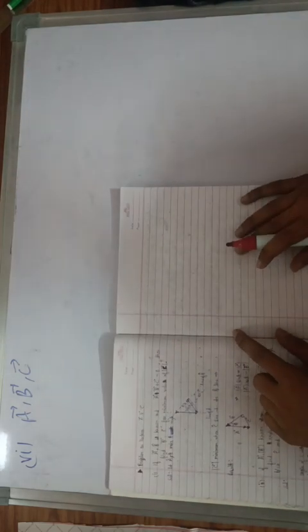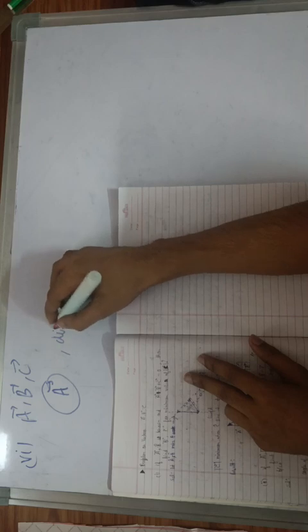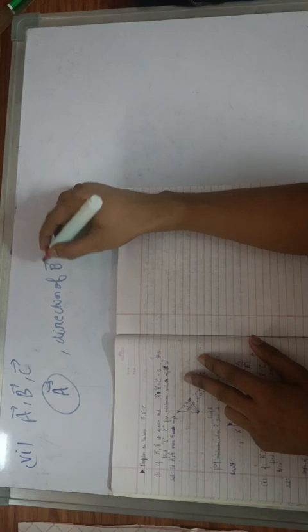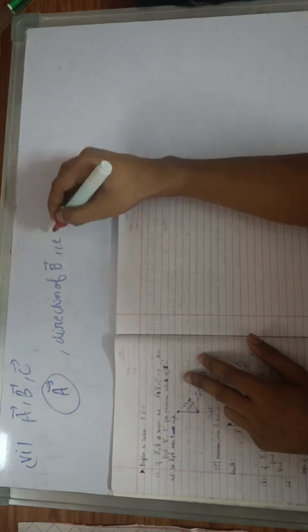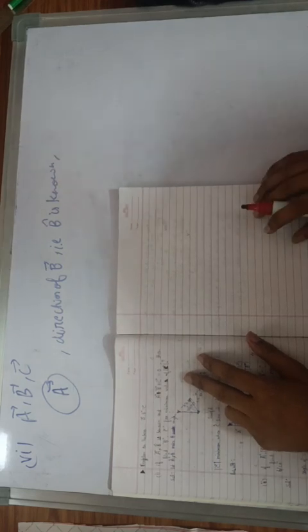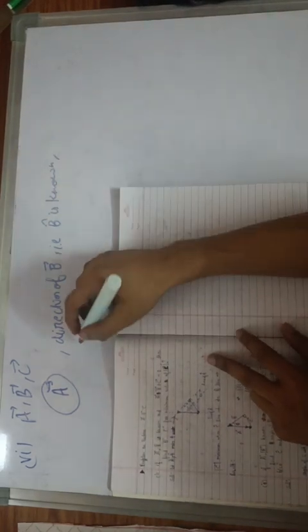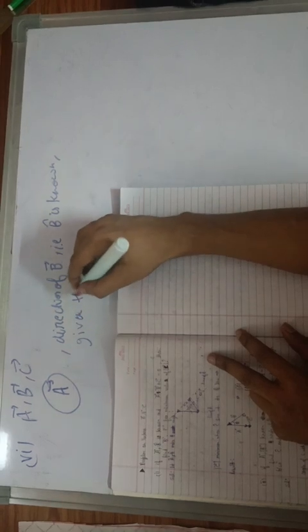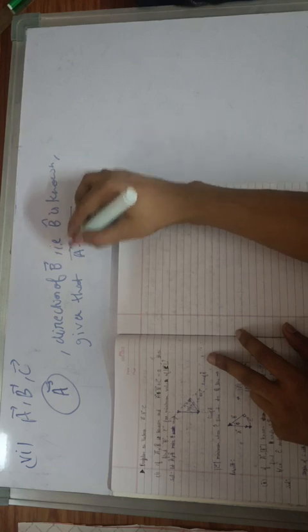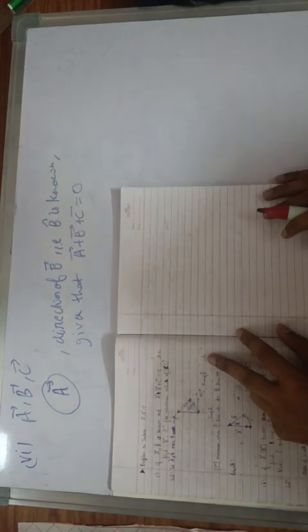Now, the first question is that if we are given that A vector is known, the direction of B is known, that is B cap is known, and we are given that A plus B plus C, the sum of all three vectors, is equal to 0.